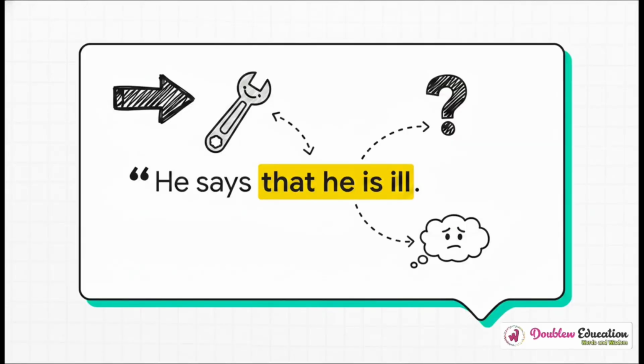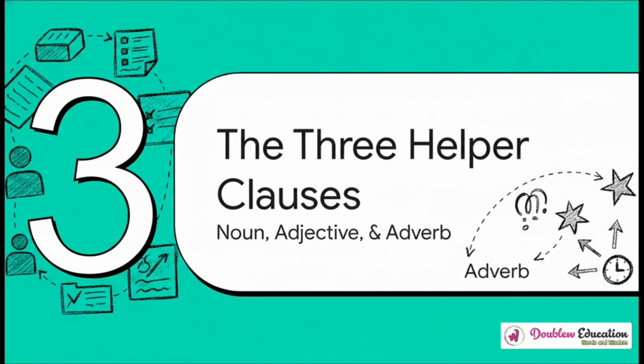Check this out. He says that he is ill. Now focus on that second part, that he is ill. It has a subject, he, and a verb, is. But if I just walked up to you and said that he is ill, you'd be waiting for the rest, right? It feels incomplete. It needs that main clause, he says, to make any sense. See? It's a helper. Now, these fantastic helper clauses aren't just one-trick ponies. Oh no, they have three main jobs they can do in a sentence. Let's see what they are.